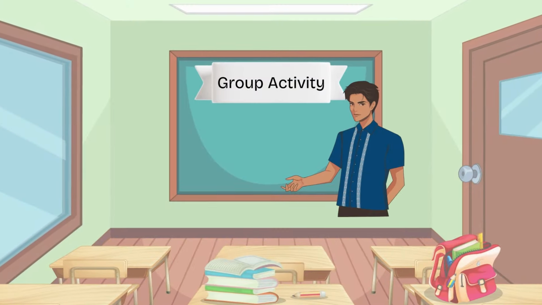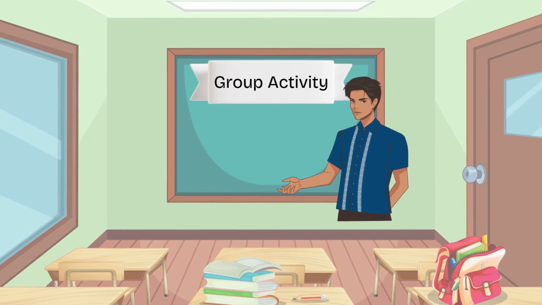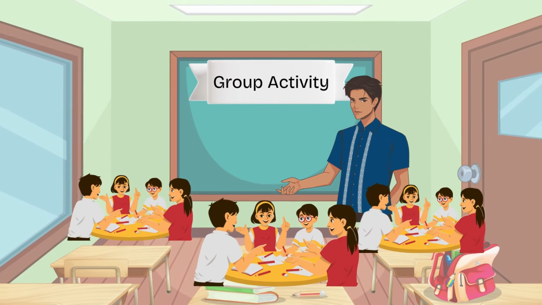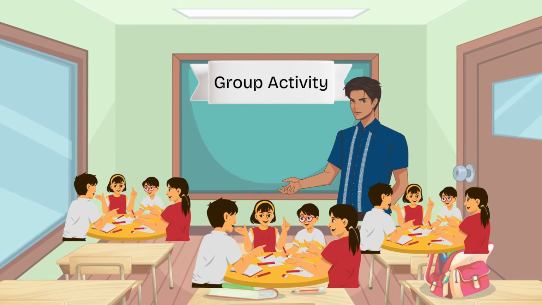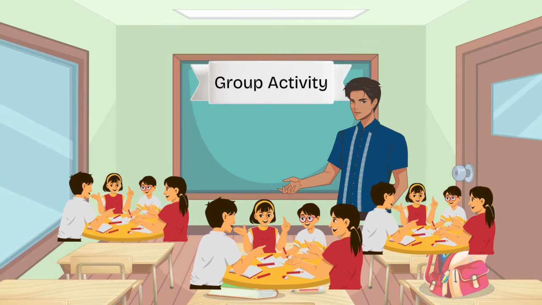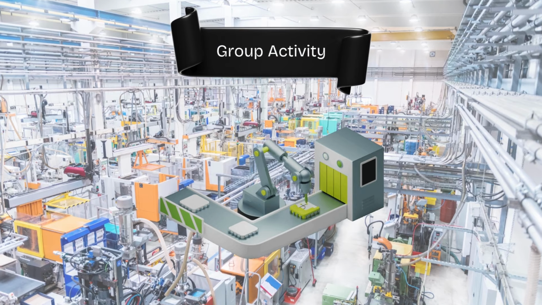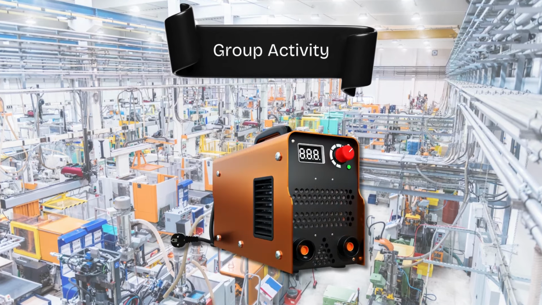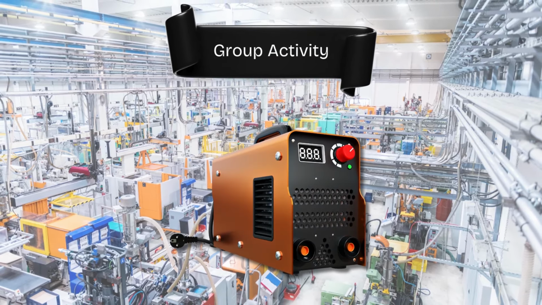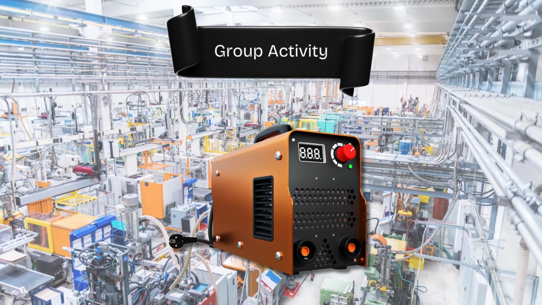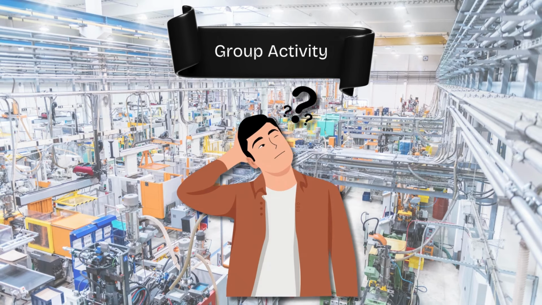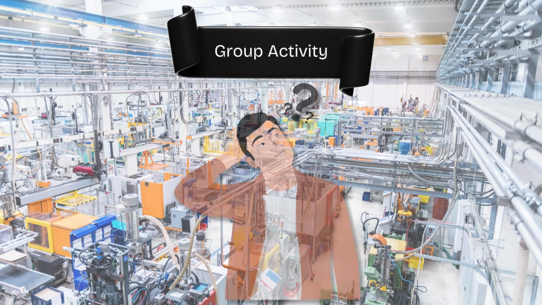Okay, class. For this activity, I'd like you to divide into three groups. Each group will receive the same scenario to analyze. Here's the scenario. In a manufacturing facility, a new piece of equipment has been installed to automate a particular production process. However, the operators are unfamiliar with the operation and maintenance procedures for the equipment, leading to frequent breakdowns and delays in production.